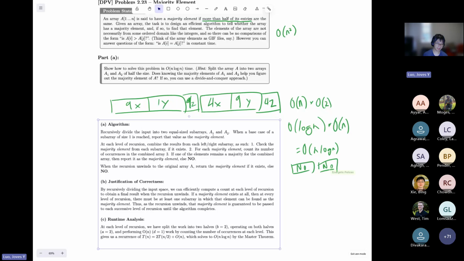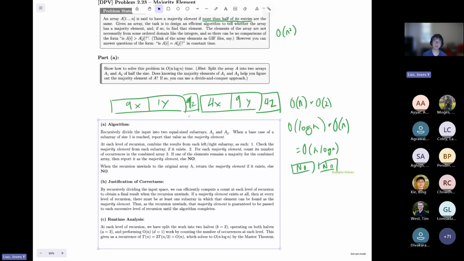So the runtime analysis: each level of recursion, we have split the work into two halves, b equals 2. Okay, so this is where we use the master theorem, b equals 2. Operating on both halves, a equals 2, and performing all of n work, d equals 1, by counting the number of occurrences at each level. This gives us a recurrence of 2T(n/2) plus O of n, which solves to O of n log n. Notice how there is no math. You don't have to show it.